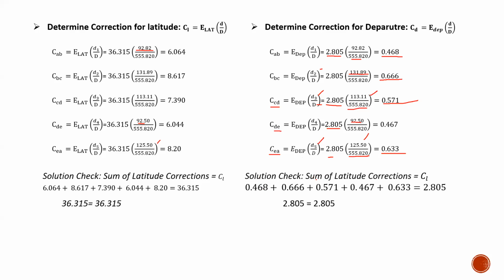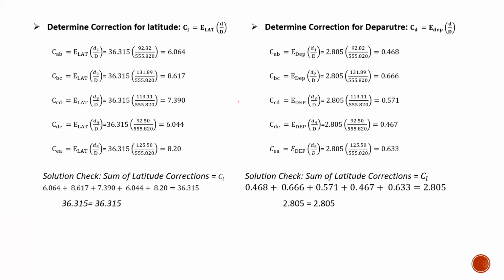And next with that, we need to do a solution check or a random checking. So for the solution check, sum of the departure correction is equal to 0.468 plus 0.66 plus 0.571 plus 0.467 plus 0.633, and that should be equal to 2.805. Kindly check po nga kung equal talaga sa 2.805. Pa-check po. Move on to the next slide. Pa-check muna. Correct po, ma'am. Correct. Okay.